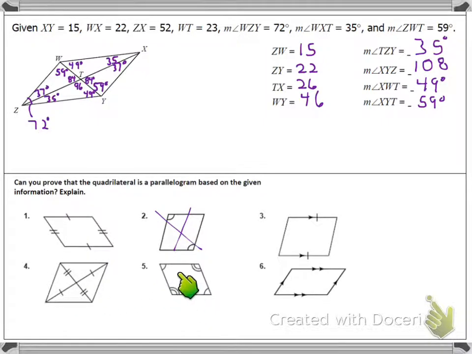Number 5 is the better version of number 2. And number 5, both pairs of opposite angles are congruent, and that makes it a parallelogram. And last, number 6 is actually the definition of a parallelogram because two sets of opposite sides are parallel. So you could write those reasons in as you go.